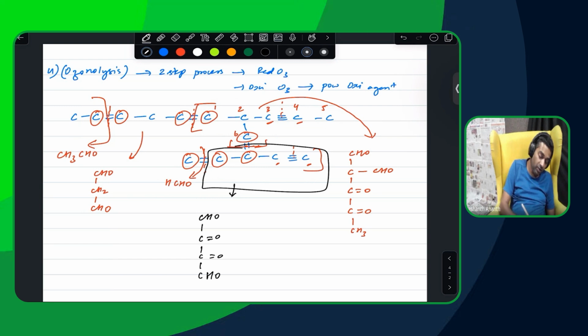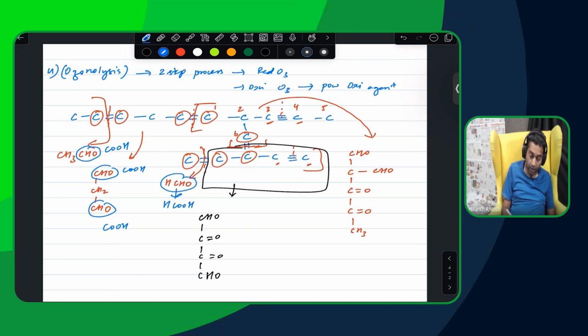If the same thing underwent an oxidative ozonolysis, this will become a carboxylic acid. This will become a carboxylic acid. This will become a carboxylic acid. This fellow will become oxalic acid, sorry, not oxalic acid, formic acid, which will not remain as it is, because formic acid will also undergo further oxidation more easily to actually become carbon dioxide gas. And this fellow will become carboxylic acid. This will also become a carboxylic acid.